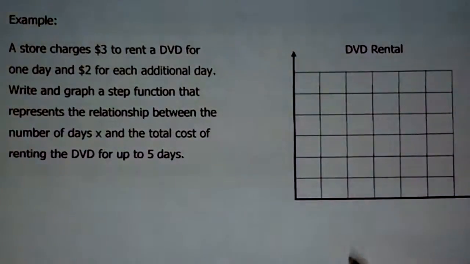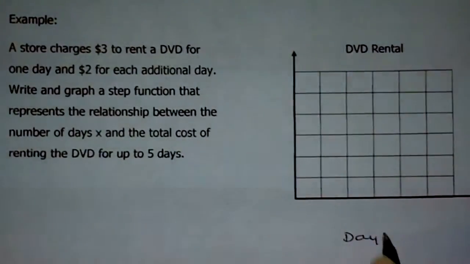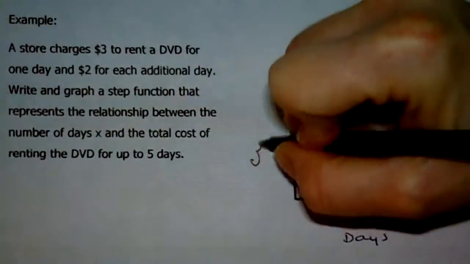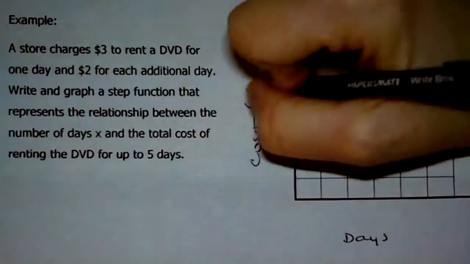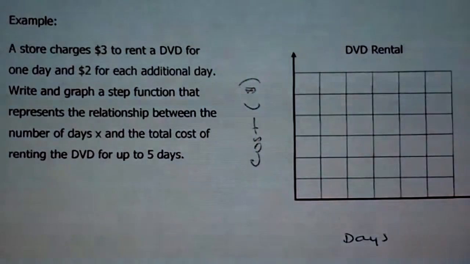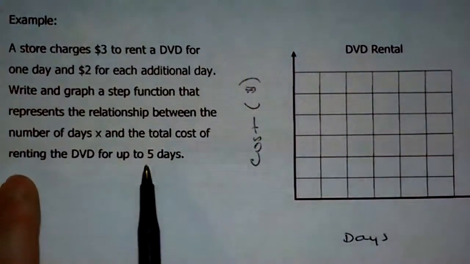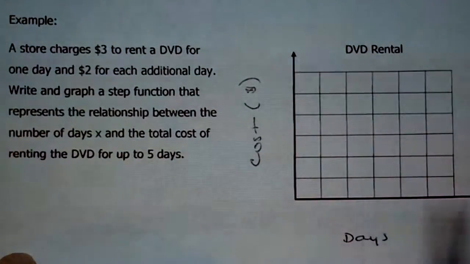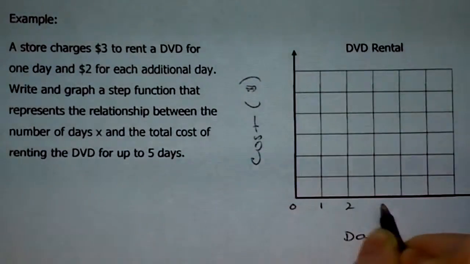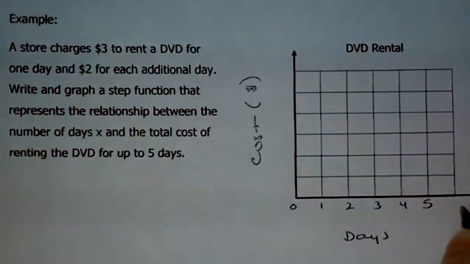So days would be the independent. I'm going to write that down here. And the cost would be my dependent. So I'll write that over there. And it's in dollars, so I'll write a little dollar sign there. Lovely. And it says that I want the total cost for renting the DVD up to 5 days. So that means we're defining our domain. I only want to go up to 5 days. So 0, 1, 2, 3, 4, 5, and that's my x.